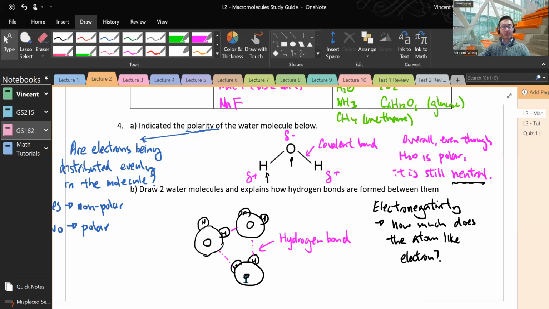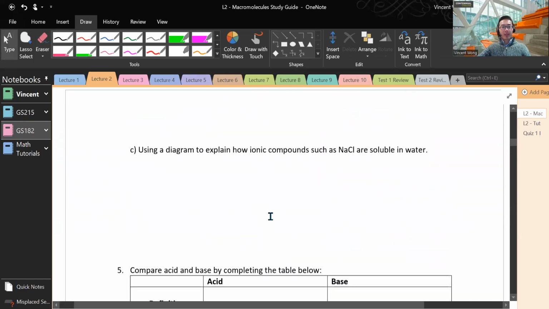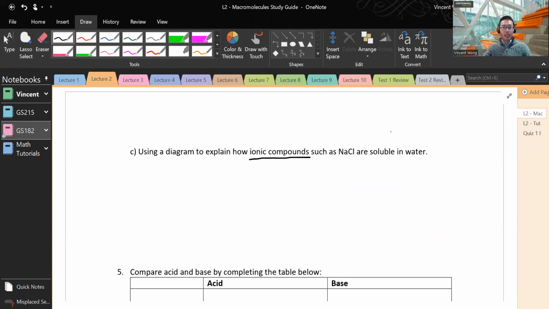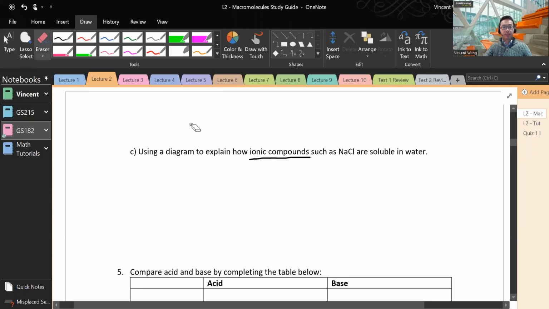Oh, that's okay. No, don't worry about it. Okay. C. Use a diagram to explain how ionic compounds such as NaCl are soluble in water. Well, we all know if you put salt in water, like when you cook your pasta, the salt is going to dissolve, right? So how would it look at the molecular level?